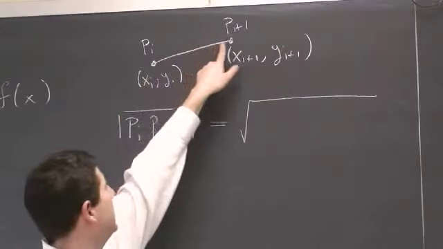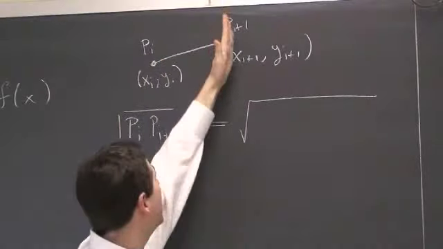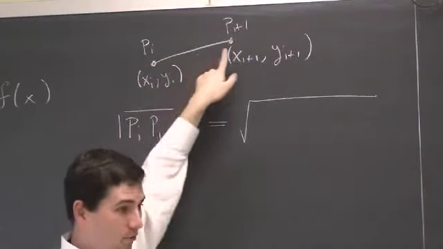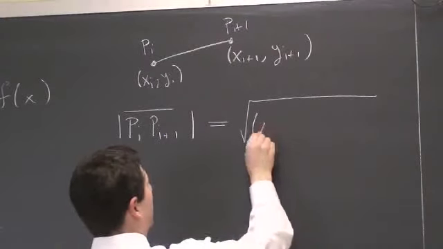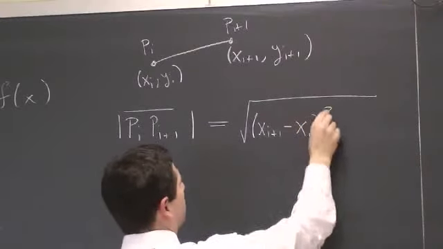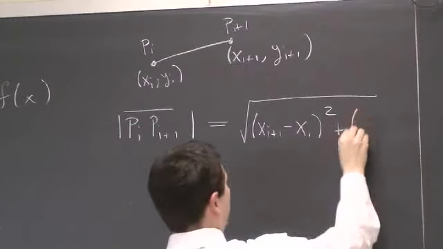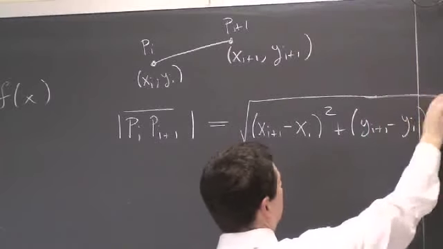Well, if you like, you can draw the x line and a y line, and then this is the hypotenuse of that right triangle. So you know it's going to be the square root of xi plus 1 minus xi squared plus yi plus 1 minus yi squared.